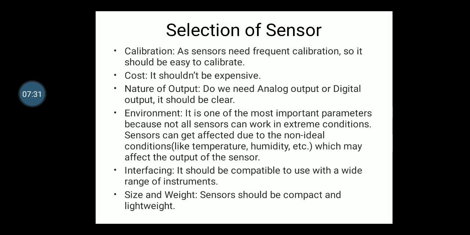Cost: it shouldn't be expensive, and of course that is a very important criterion, because it depends on the budget of the application. Nature of the output: do we need analog or digital output? If we want to give the sensor output to a computer or controller, then we need digital output. If we just want to monitor or analyze, analog output will do. Environment is one of the most important parameters, because not all sensors can work in extreme conditions.